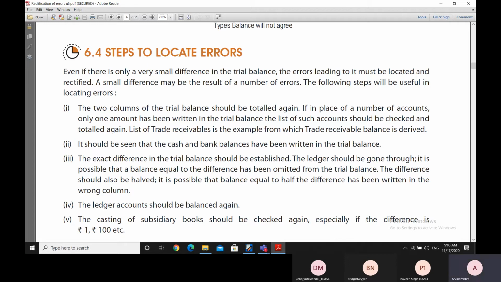So even if there is a very, very small difference in the trial balance, we may need to do a lot of searching to locate the errors, because even a small difference may be the result of many errors. On the other hand, a big difference may be the result of only one error or two errors. So in any case, whenever even a small difference is there, we will need to do the entire exercise of locating all the possible errors.